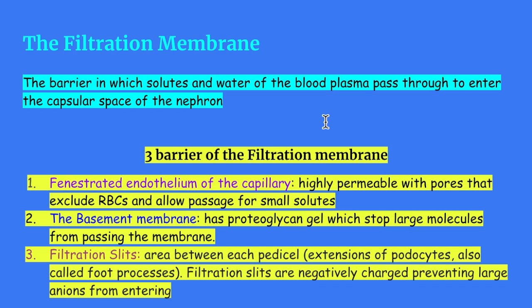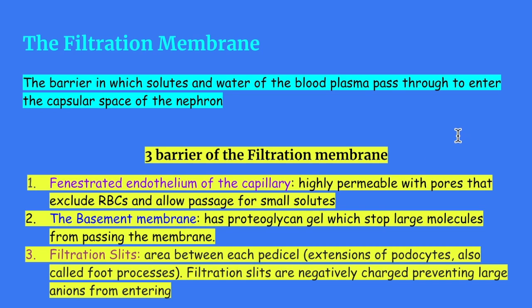The fenestrated endothelium of the capillary is highly permeable, with pores that exclude red blood cells and allow passage for small solutes. There is the basement membrane protein, which has a proteoglycan gel that stops large molecules from passing through the membrane. And filtration slits are areas between each pedicel, which are extensions of podocytes, also called foot processes. Filtration slits are negatively charged and prevent large anions from entering.